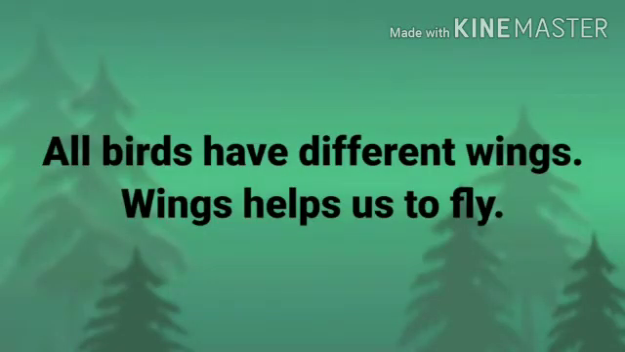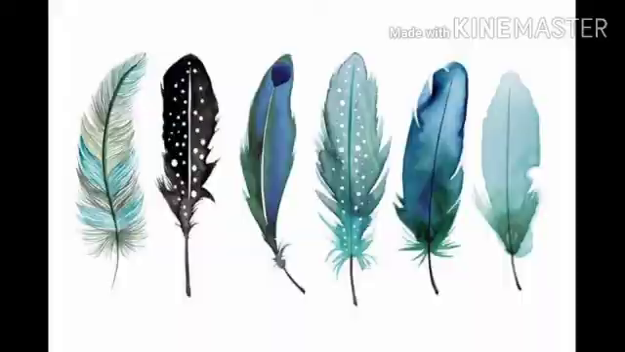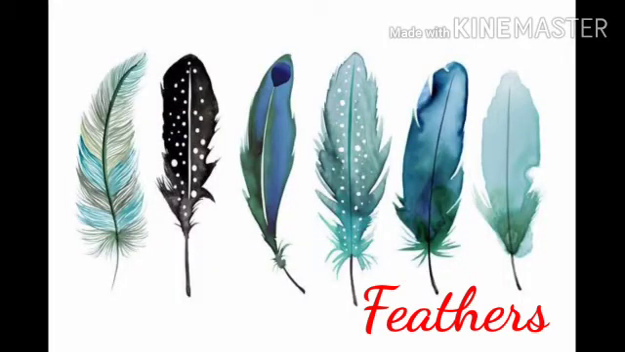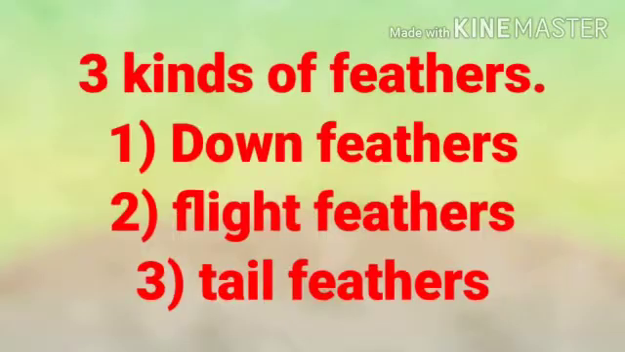Now the first part is the wings. All birds have different wings, and wings help them to fly. Now the second one is the feathers. There are three kinds of feathers: down feathers, flight feathers and tail feathers.